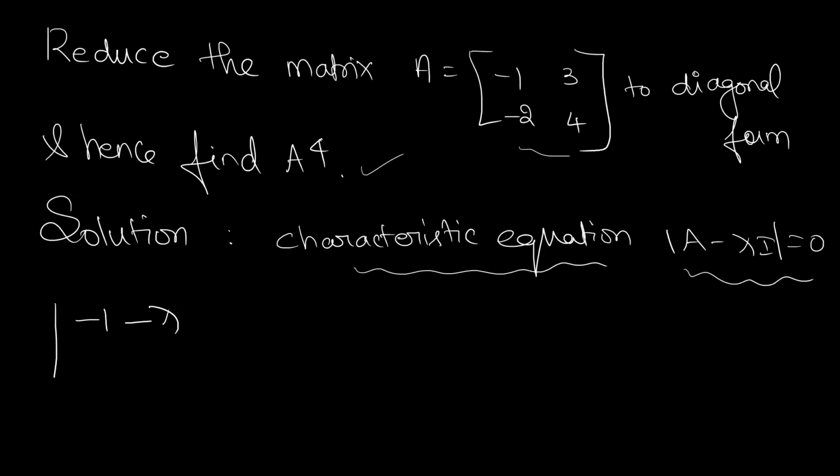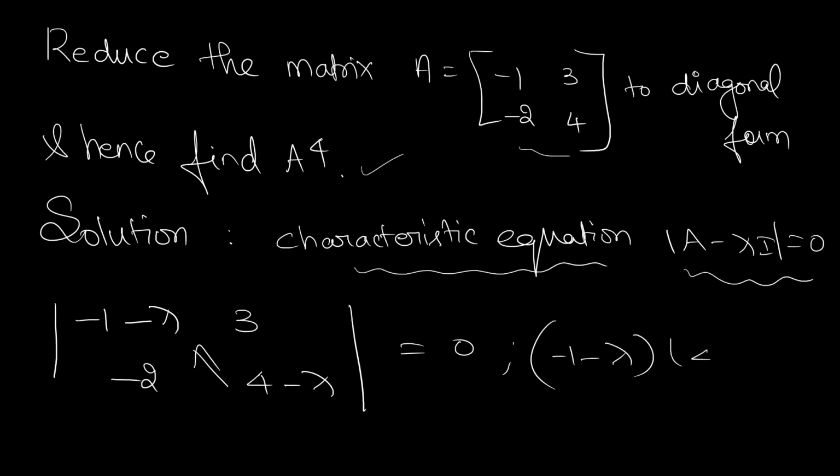So -1 minus lambda, and the next value is going to be the same, and here -2 is going to be the same. Again, the diagonal element is 4 minus lambda. Determinant of this is equal to 0. So we have to do cross multiplication. So (-1 minus lambda) into (4 minus lambda) minus 3 into -2 minus 6. This minus and this minus will become plus 6 equal to 0.